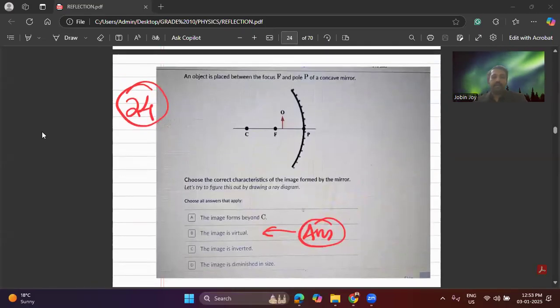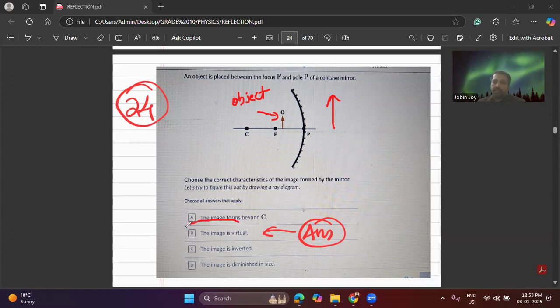Okay. Then coming to the next one. An object is placed between the focus and pole P. This is the object. An object is placed between the focus F and P of a concave mirror. We already discussed this. We will be getting the image behind the mirror. So the correct answer is: the image is virtual, not real.